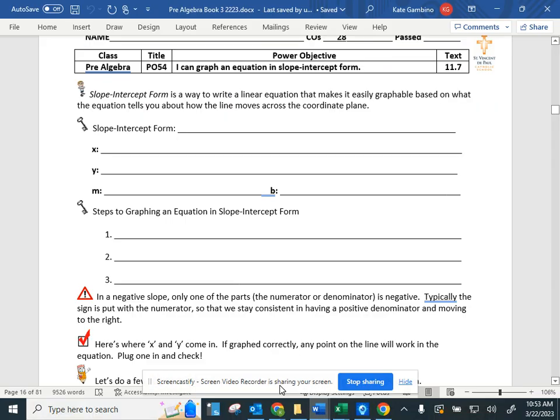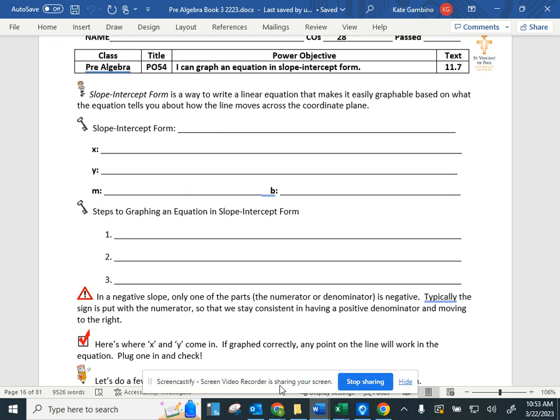Good morning. We have math in the morning today. We are continuing with those x-intercept and y-intercept. And today we actually have a PO because we're going to use our knowledge of that x-intercept and y-intercept. And today we are doing PO54. I can graph an equation in slope-intercept form.